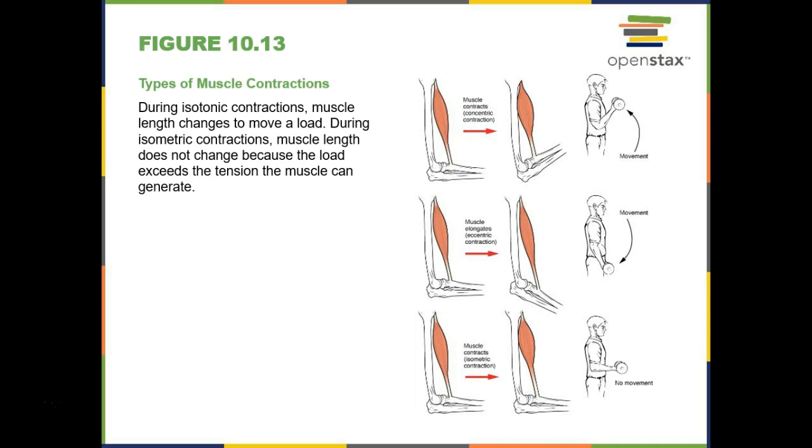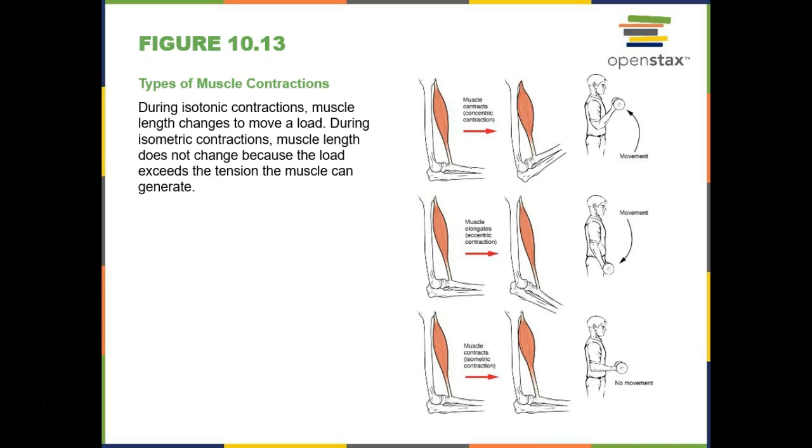whereas in an isometric contraction, the muscle does not change size. It does contract, but it doesn't change in actual size. So there's no movement of the muscle.